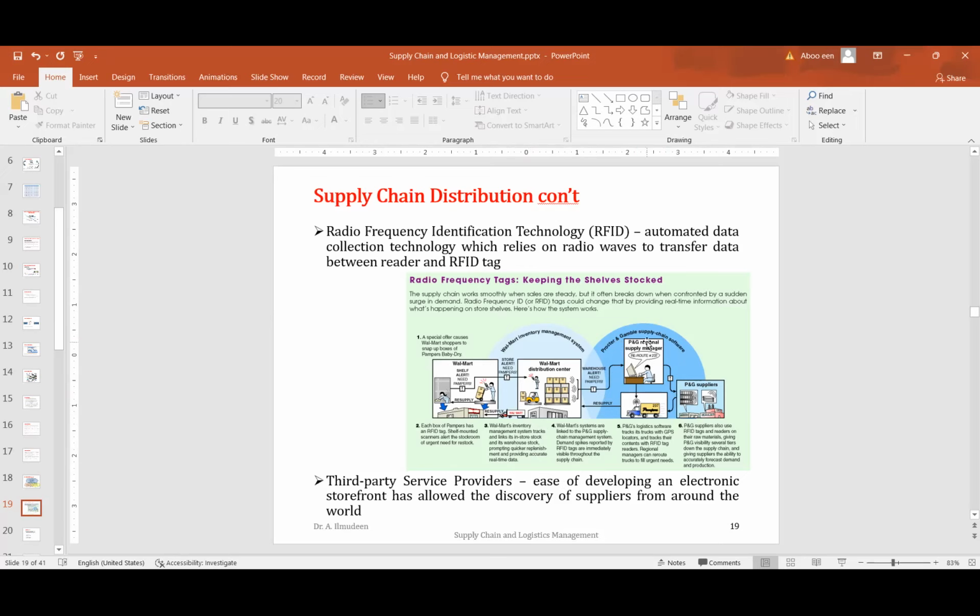With third-party service providers, the ease of developing an electronic storefront has allowed the discovery of suppliers from around the world. There are various intelligent applications which can recognize and easily identify the packages, and direct them to the relevant distributors or relevant people, so that they can distribute these packages to the end users or customers.